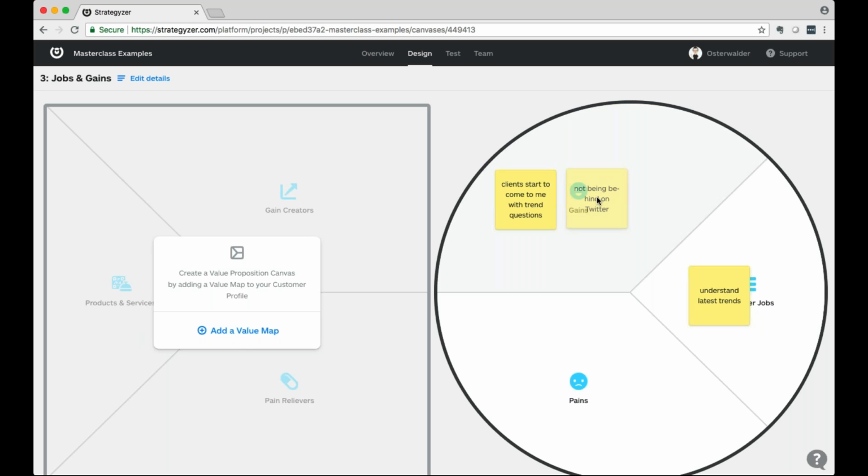So maybe the outcome is, oh, well, what I really want from understanding the latest trends is new client engagements, because they will come to me if I understand the latest trends. So all of a sudden in that conversation, you'll get the real gains that somebody wants to get out of understanding the latest trends. So again, going deep, extremely important.